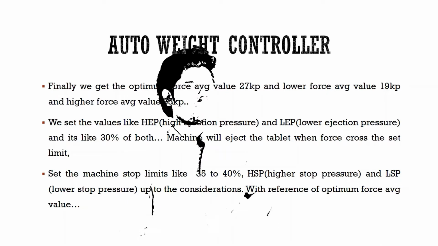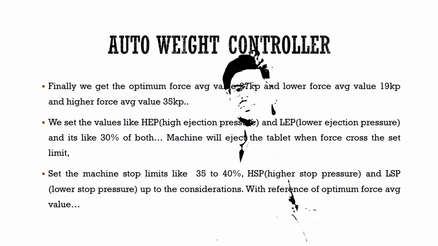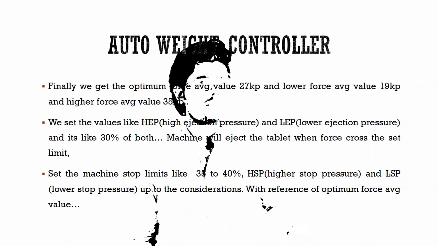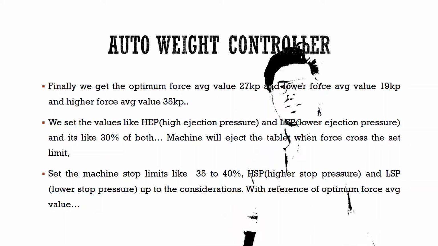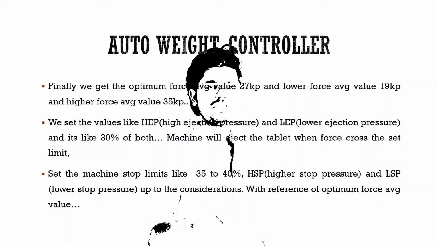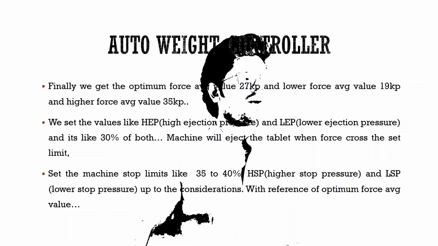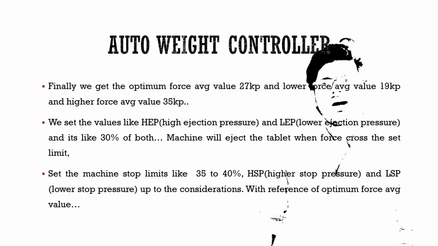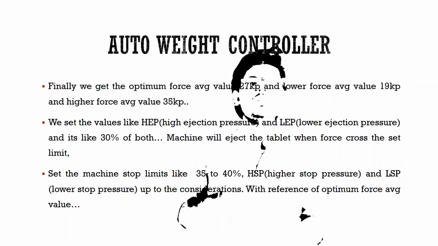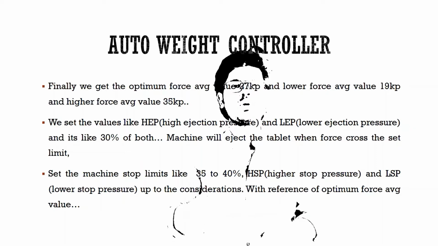Finally, we get the optimum force average value 27 kp, the lower compression force average value 19 kp and the higher compression force average value 35 kp. Set the values like HEP (high ejection pressure) and LEP (low ejection pressure) at 30% of both. The machine will eject the tablet when forces cross the set limit. Set the machine stop limits like 35 to 40% for HSP (higher stop pressure) and LSP (lower stop pressure), up to our consideration, with reference to the optimum force average value.